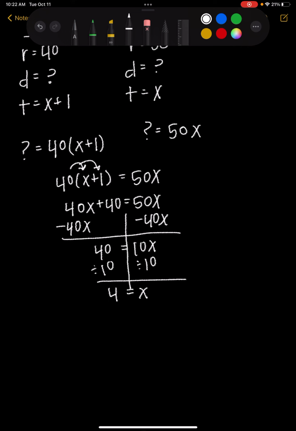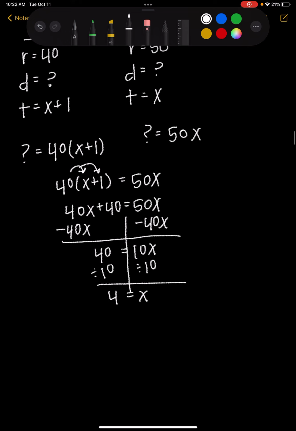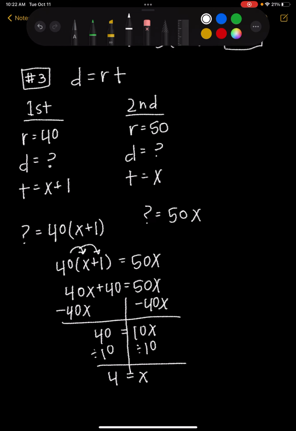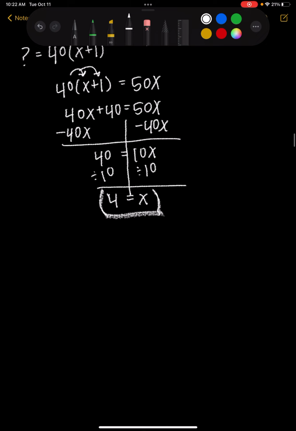What that tells me is that the second bus, which is this one, took 4 hours to catch up to the first bus. So my answer actually is that it's 4 hours. The first bus drove for 5 hours, but because the second bus was going faster, it only had to take 4 hours. Okay. Sorry about that small interruption.